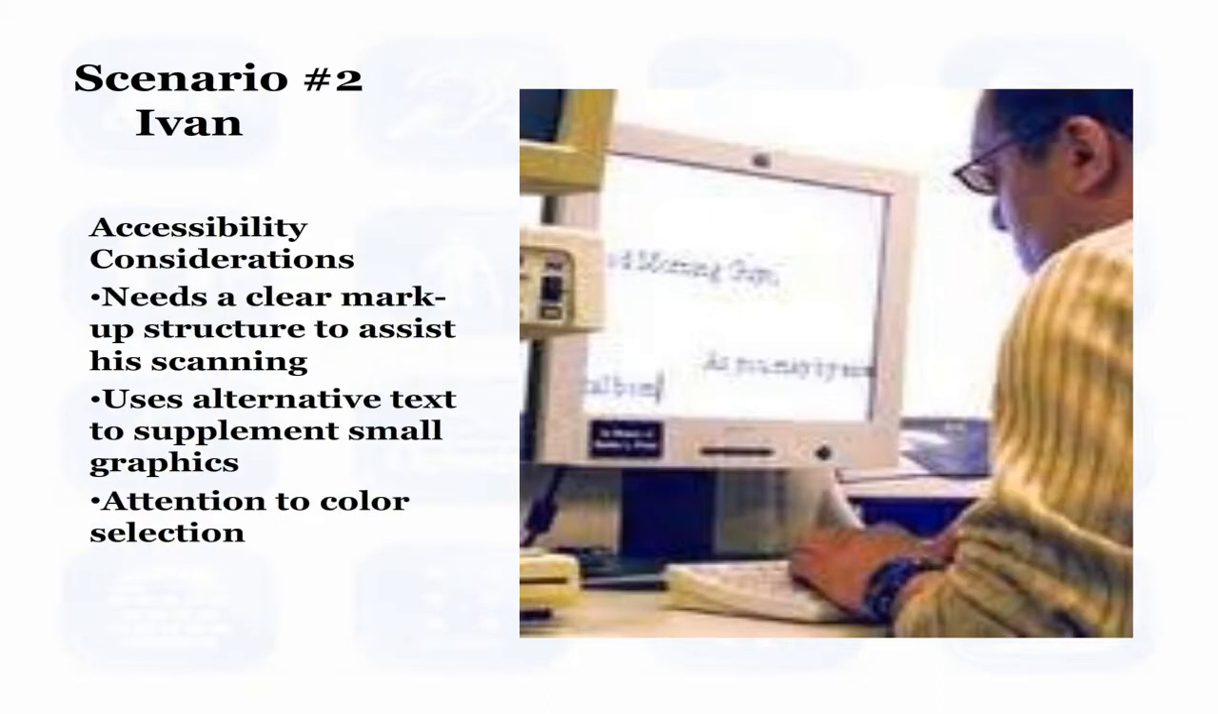This scenario, like the first, brings up the need for a clear markup structure. In the first scenario, the clear markup structure was for the assistive technology. In this case, as Ivan is using a more low-fidelity screen magnifier, it makes it easier for him to scan the document quickly to find the section he's looking for. Ivan also needs alternative text on small graphics, and Ivan points to the importance of careful color selection, as we mentioned earlier, avoiding reds and greens whenever possible.